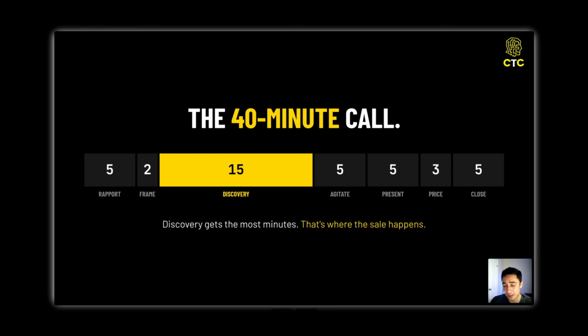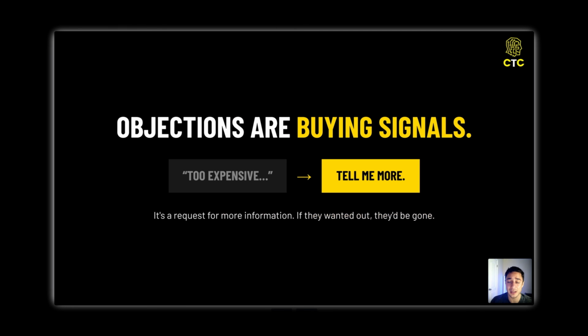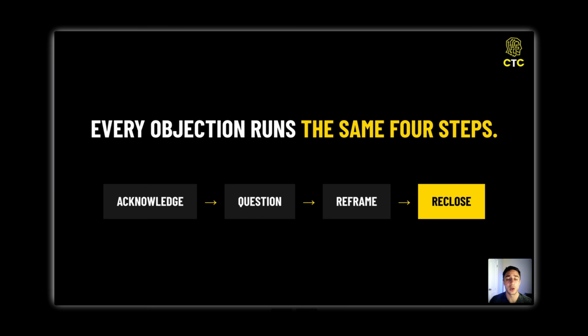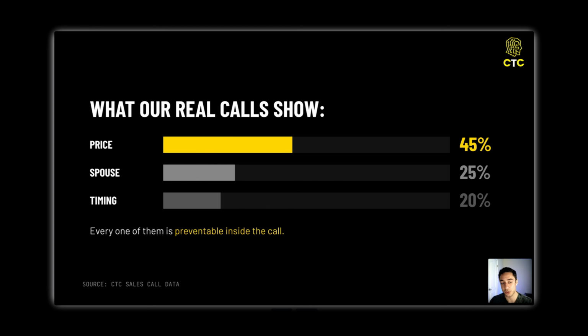Remember, discovery is going to take the most minutes. That's where the sale is going to happen. And objections are going to be buying signals. It's a request for more information. If they wanted to be out or if they didn't care enough, they wouldn't be on that call in the first place. So don't treat an objection with hostility. What you want to do is acknowledge it, ask a question, reframe it, and then reclose them on that exact objection.